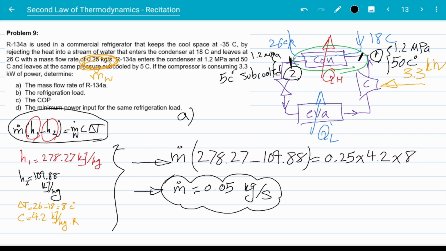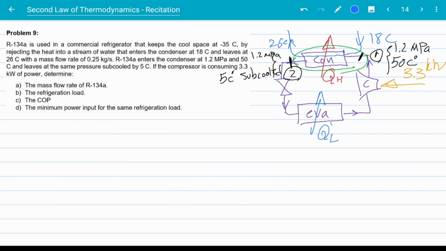Now let's move to part B. So for part B, we are looking for the refrigeration load. Now refrigeration load is the amount of heat that the refrigerator needs to absorb from the cooled area. That is Q dot L. So the first law analysis of a cycle shows that Q dot H minus Q dot L is equal to W dot.